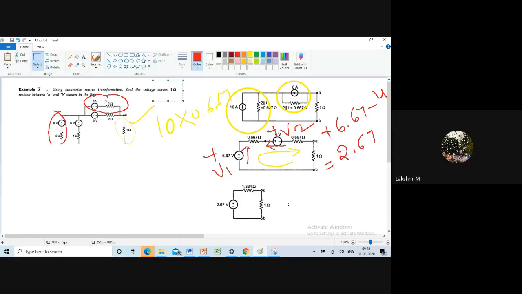Ma'am, in this reduced circuit we can apply voltage division rule, no, ma'am. You can apply that also. Okay, we'll apply that one. I did the same only. Yes, ma'am. Now we will apply voltage division rule. What is the voltage? Directly you will get that answer.